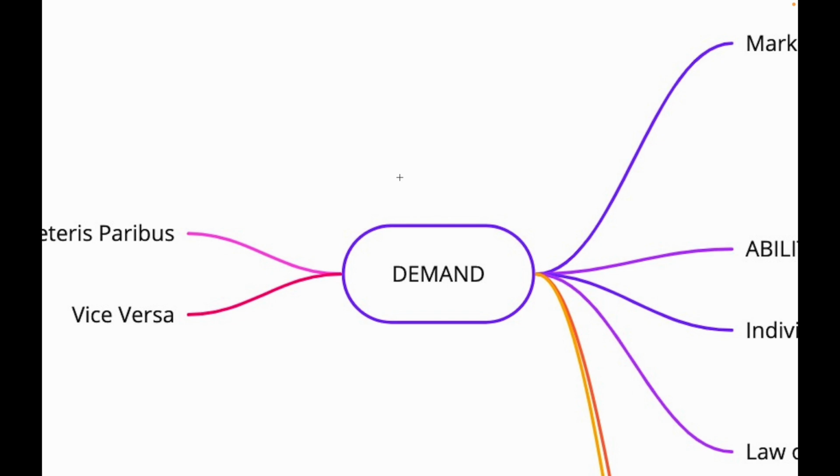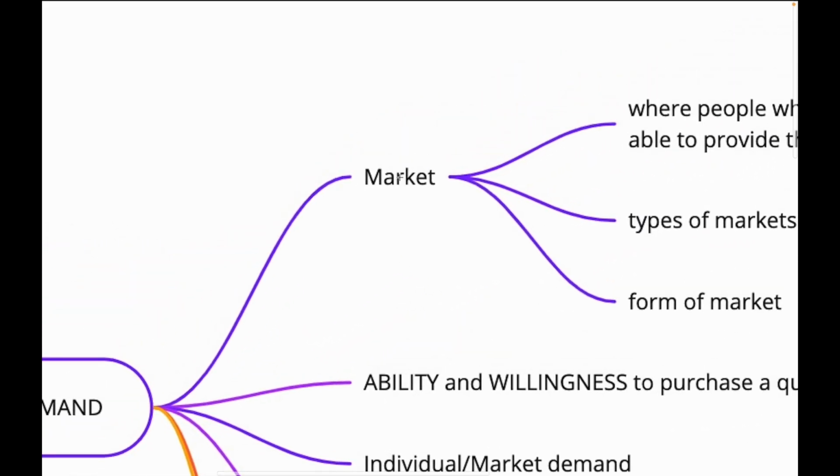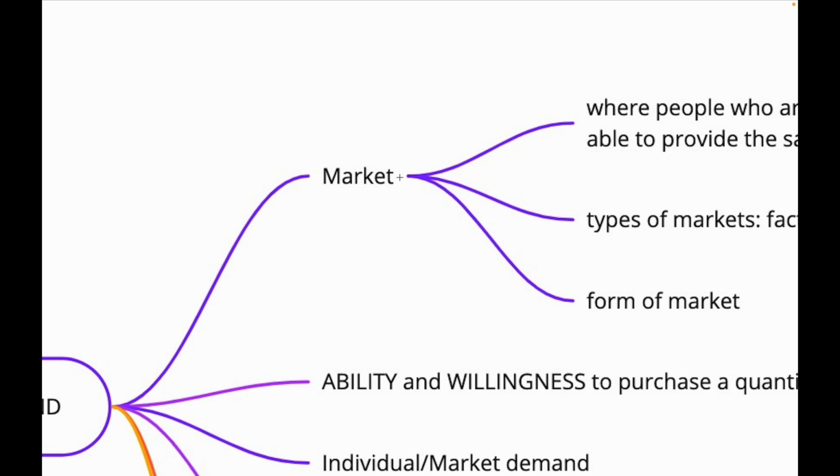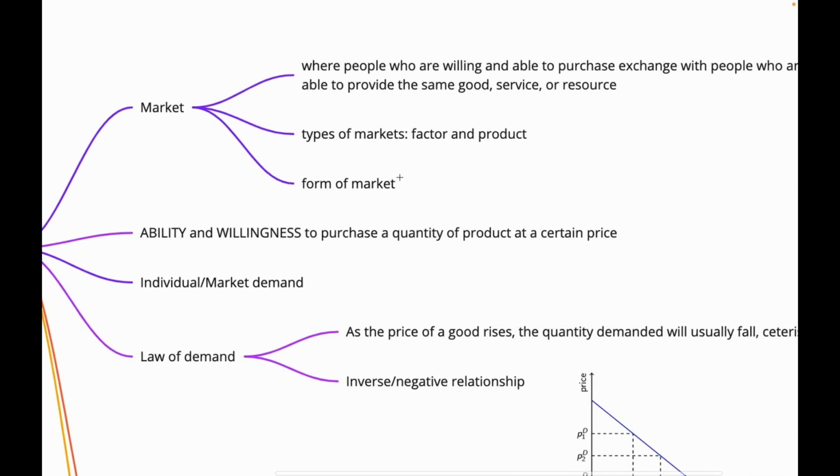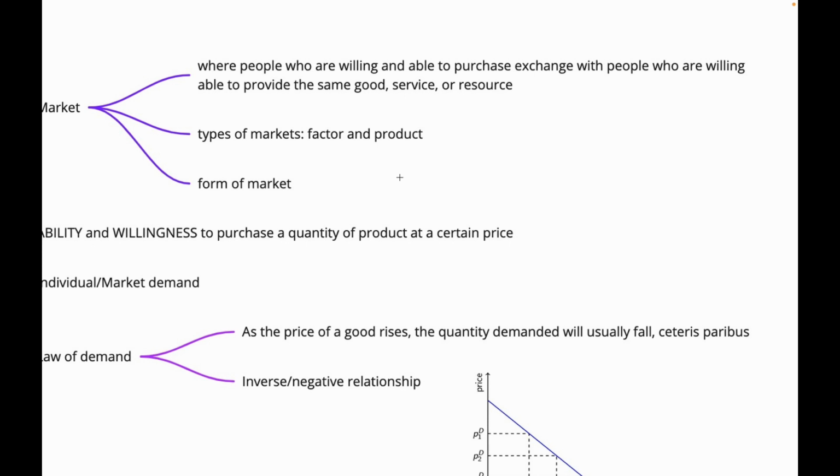Before we review the concept, we'll first begin by looking at the market. So what does a market mean? A market is where people who are willing and able to purchase exchange with people who are willing and able to provide that same good, service, or resource. As you might have already noticed, there is a balance or an equilibrium between what people need and what people supply. In other words, the supply is dependent on the need. If there is no need, then where does the supply go to? So if people want an apple, there will be someone who produces the apple and be able to exchange that.